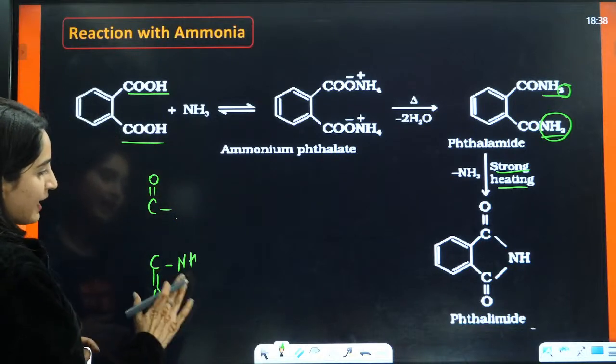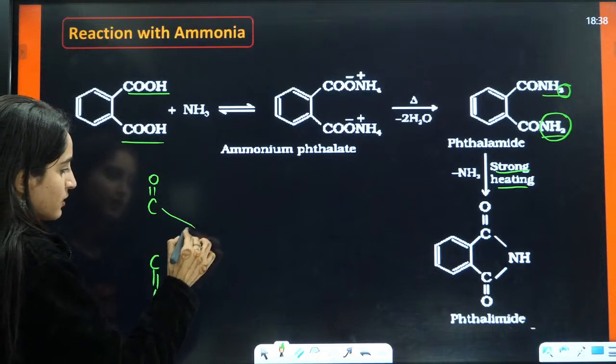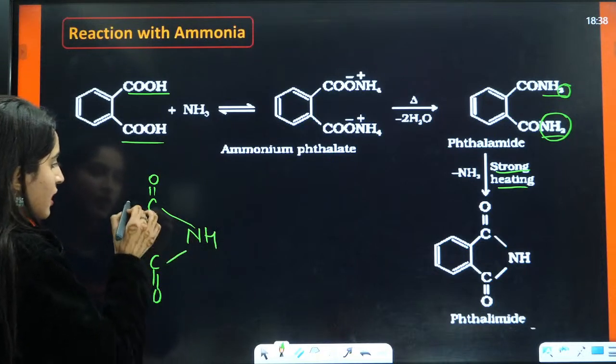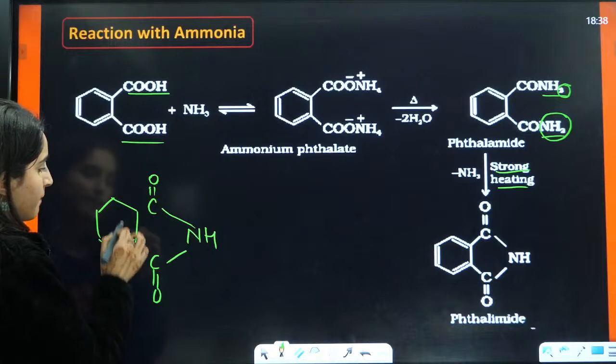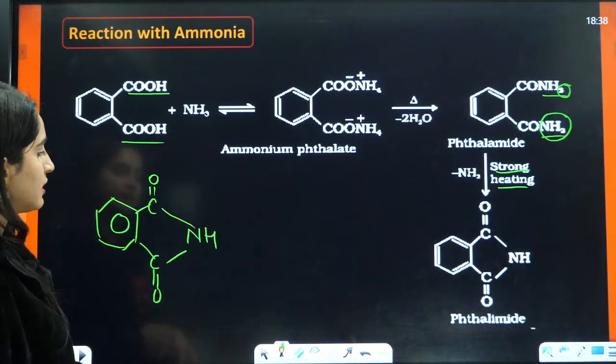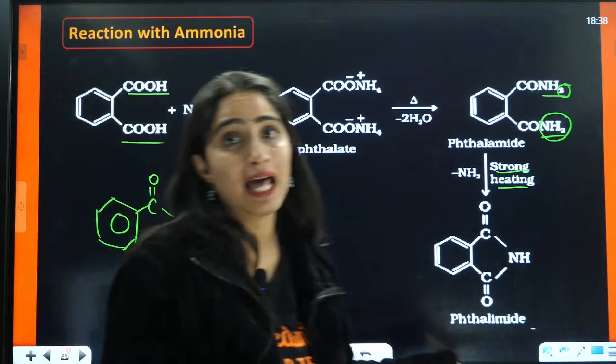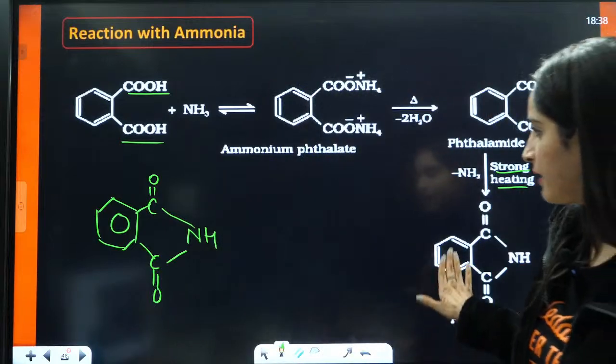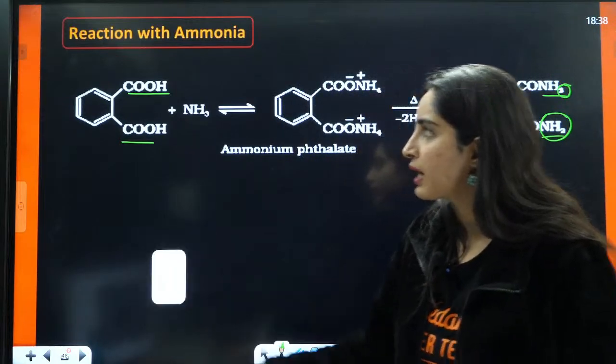So what will you have? NH here. This is N, this is H, and this is definitely your benzene that you had formed here, right? So that becomes your phthalimide, okay? That will become phthalimide, okay guys?